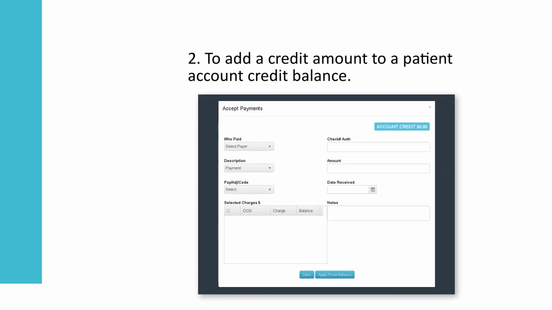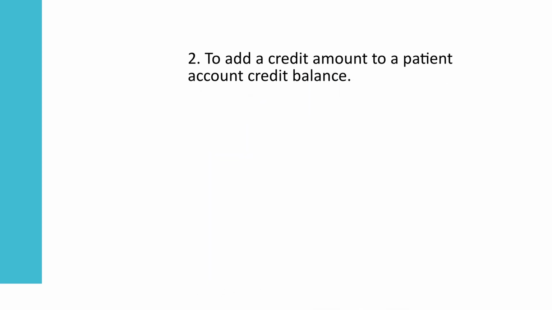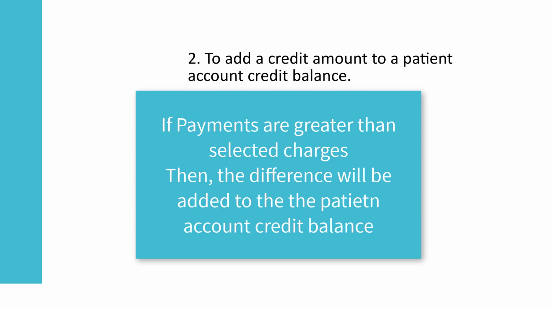In the second scenario, we want to add a payment to the patient account balance without applying the payment to any charges yet. Open the APT, enter the payment amount and payment information without selecting any charges. The total dollar amount will be added to the patient account credit. Similarly, if you did select a charge and the payment was greater than the selected charge, the balance of the payment would be applied to the patient credit balance.